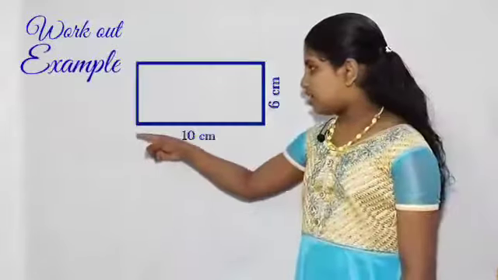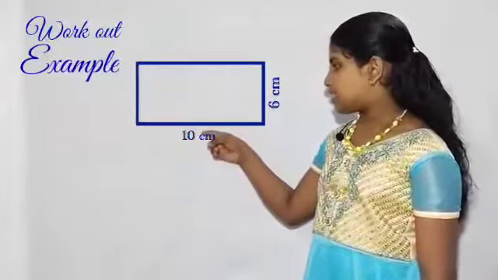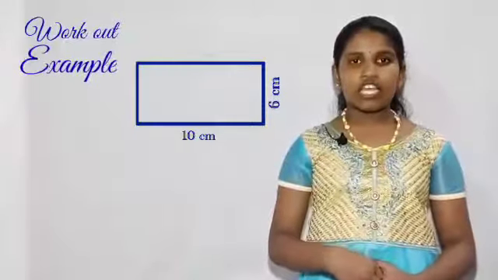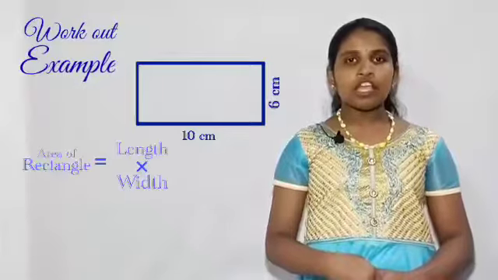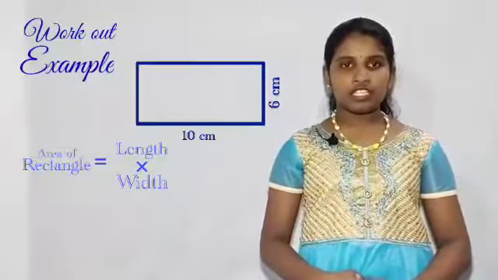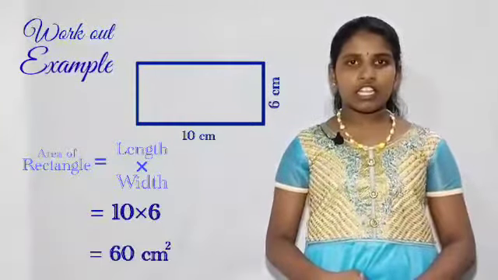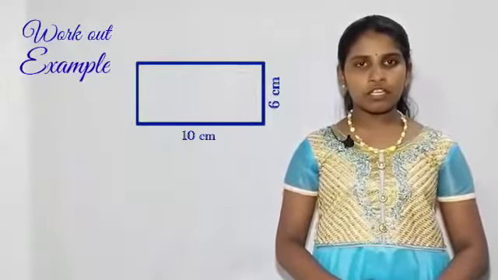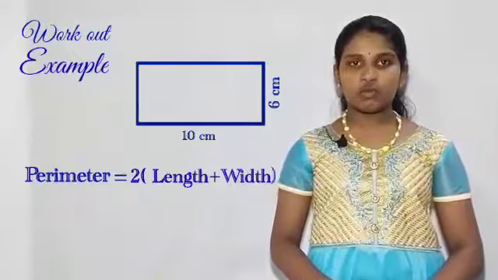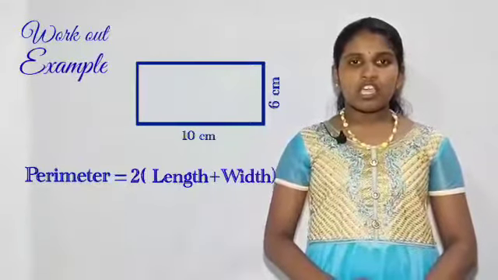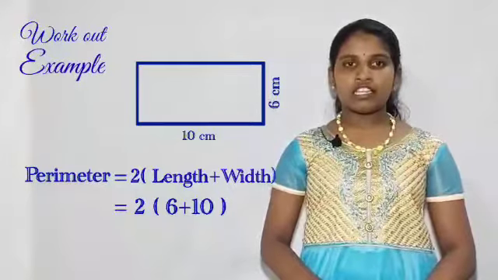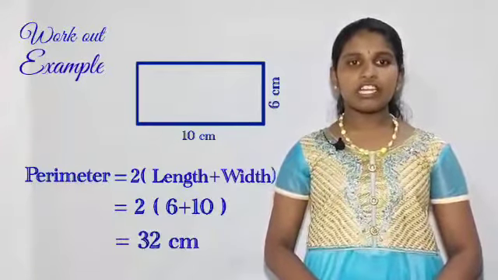Worked example. In this rectangle, the length is 10 cm and width is 6 cm. Then we calculate its area by length into width is equal to 6 into 10. The answer is 16 cm square. Then perimeter is 2 into length plus width is equal to 2 into 6 plus 10. That answer is 32 cm.